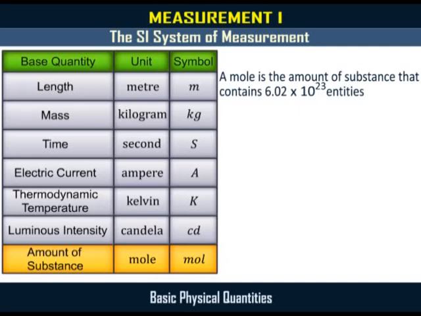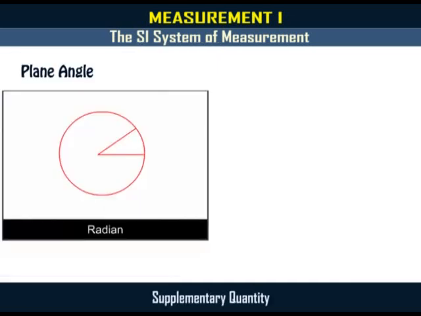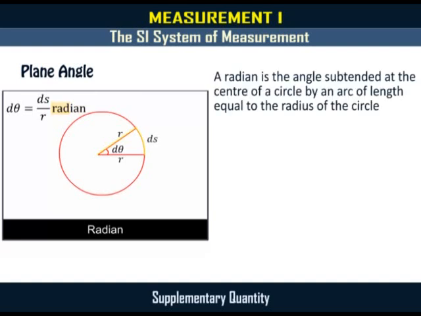Apart from these 7 basic units, the SI has defined another unit for a supplementary quantity, the plane angle. Plane angle d theta is the ratio of the length of an arc of a circle to the radius of the circle and is measured in radian, denoted by small letters RAD. A radian is the angle subtended at the center of a circle by an arc equal in length to the radius of the circle.